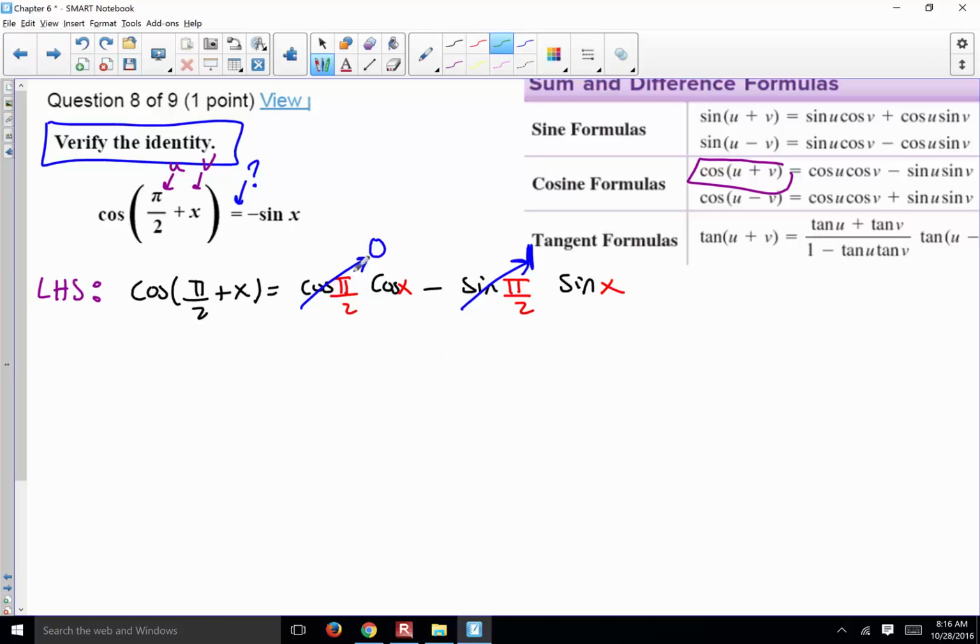Oh, look what happened. What is 0 times cosine x? This entire thing drops out. And on the right side, minus 1 times sine x is minus sine x, which is the right hand side. The question is over. Correct?